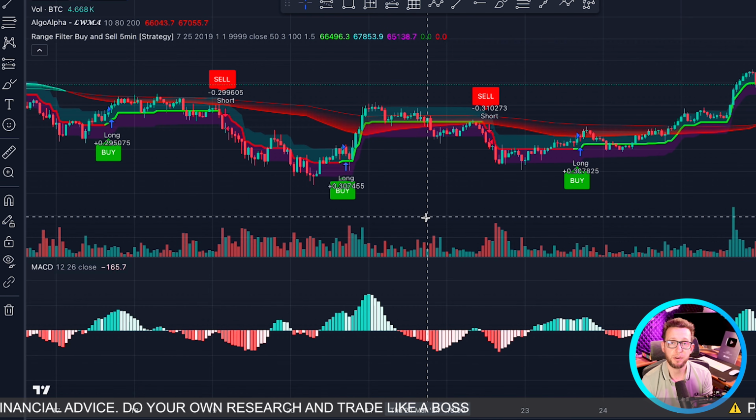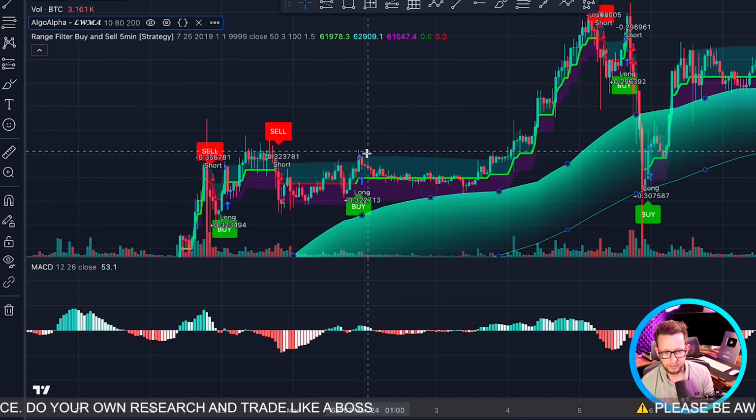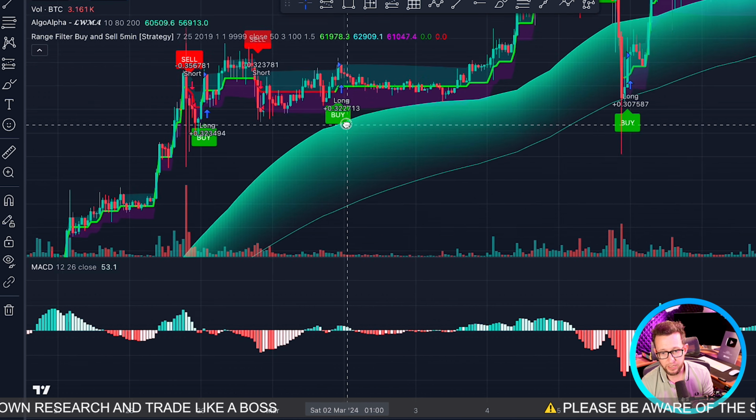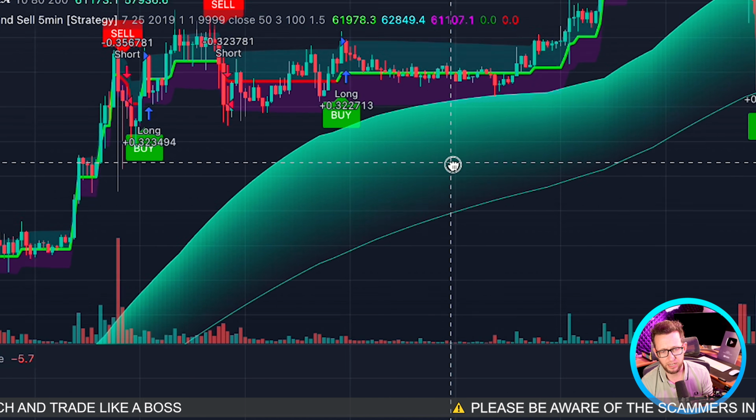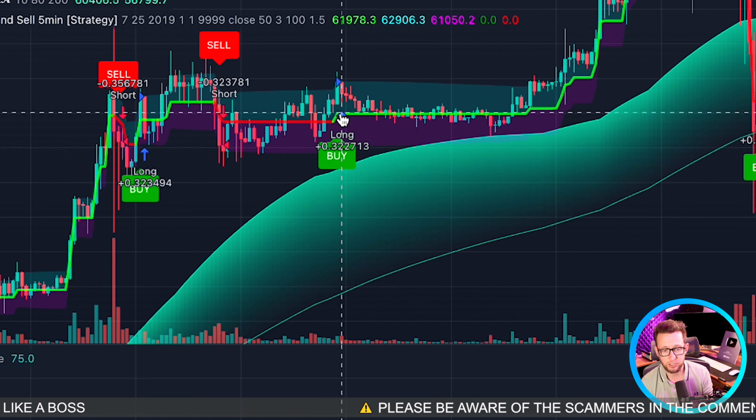Okay, let's have a look at a couple of entries and see how this does. Okay, so here's our first entry. We are above the green cloud. We have a buy signal on the range filter just here.